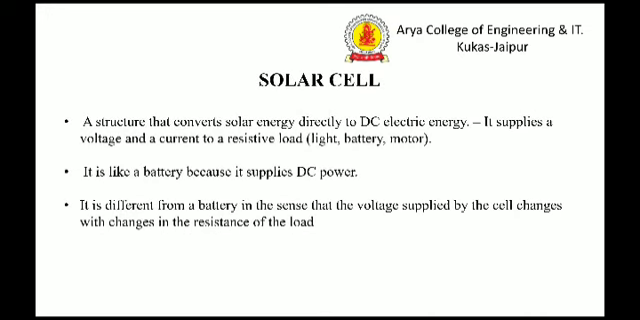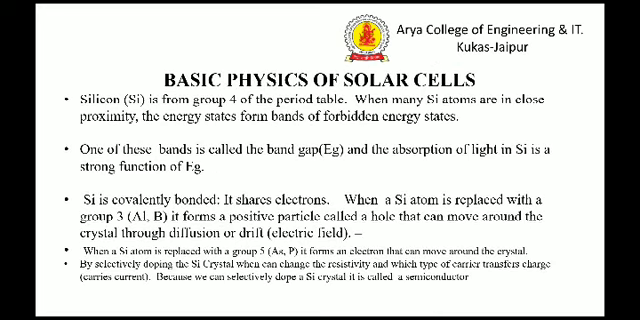Now, the solar cell: a structure that converts solar energy directly to direct current electrical energy. It supplies a voltage and a current to a resistive load. It is like a battery because it supplies DC power. It is different from a battery in the sense that the voltage supplied by the cell changes with changes in the resistance of the load. So in some way it is similar to a battery, in some way it is different, but basically a solar cell converts solar energy into DC electrical energy.